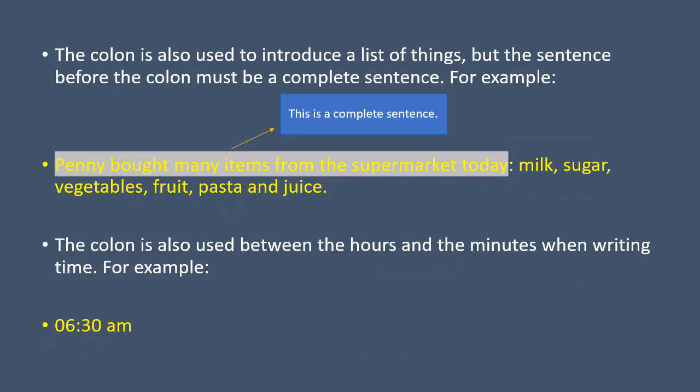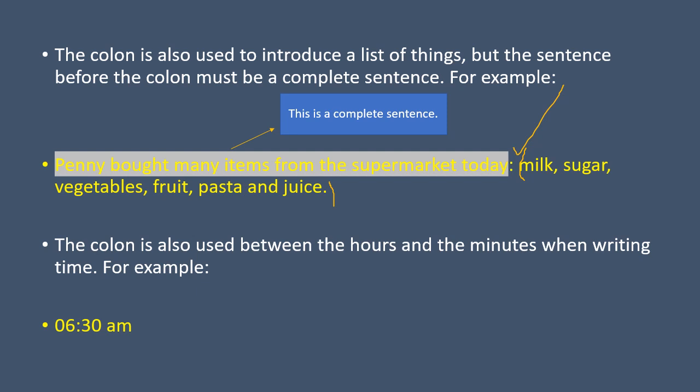There is another use in which the colon is used to introduce a list of things, but the sentence before the colon must be a complete sentence. For example, Penny bought many items from the supermarket today. Then you have a colon here, and after the colon there is a list of things: milk, sugar, vegetables, fruit, pasta, and juice. Now this list is just a normal list that we use in any sentence. For example, you could also say Penny bought milk, sugar, vegetables, fruit, pasta, and juice. So that is one way of saying things. This is another way of saying things.